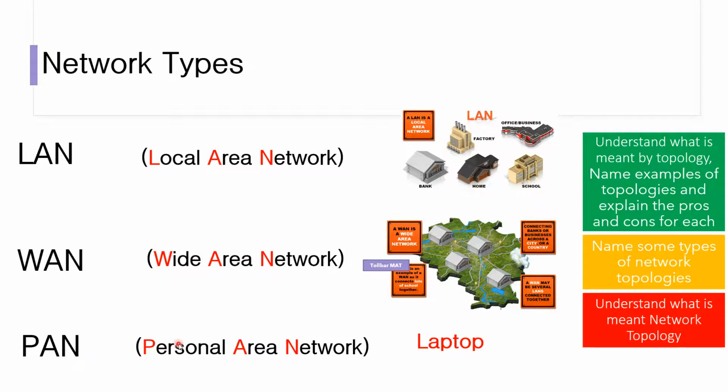A PAN stands for Personal Area Network, and this is just your personal little network. So, for example, you might have your phone that connects to your Google Chromecast or your Fire Stick, or you might have some wireless headphones like the Google Pixel Buds or the Apple AirPods, stuff like that. That's a personal area network.